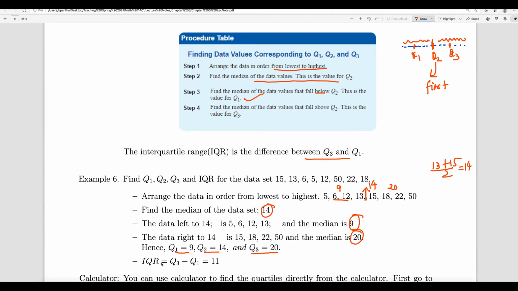Now how do I find the IQR? It is Q3 minus Q1, which is 20 minus 9, which is 11. This is how you find the median, Q1, Q2, and Q3 by hand.